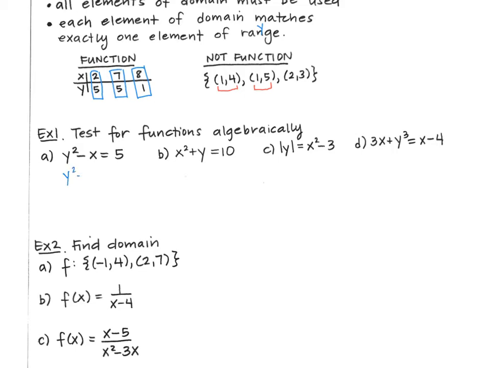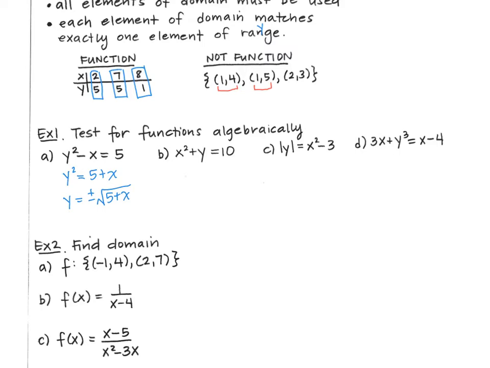I'm going to move the x to the other side, so I'm going to get 5 plus x. And then to solve for y, I'm going to square root both sides. So I get y equals plus or minus the square root of 5 plus x. This is the same relation, I just rearranged it. I have the plus or minus because it was y squared, and therefore I got 2 radicals as my solution.